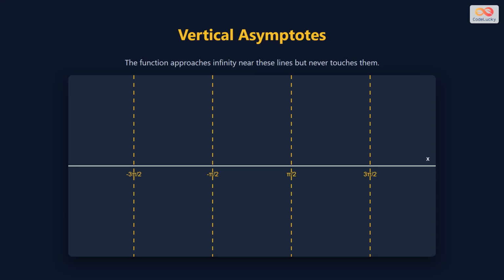Because the function is undefined at these specific points, we draw vertical dashed lines on the graph called asymptotes. The curve will get closer and closer to these yellow lines, but will never actually touch or cross them. These represent the holes in our domain.